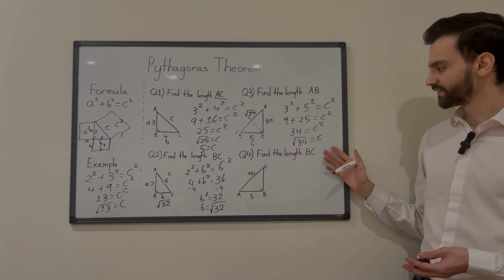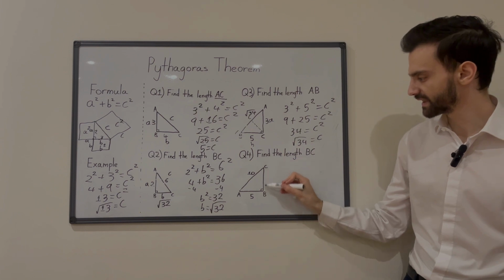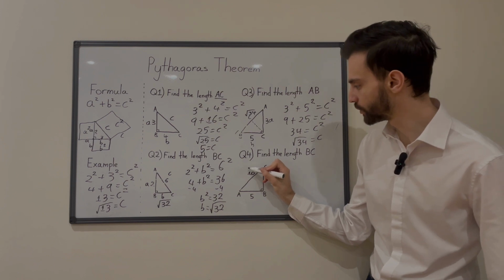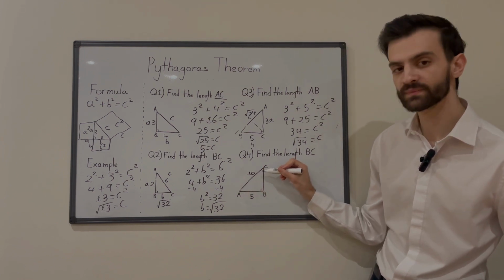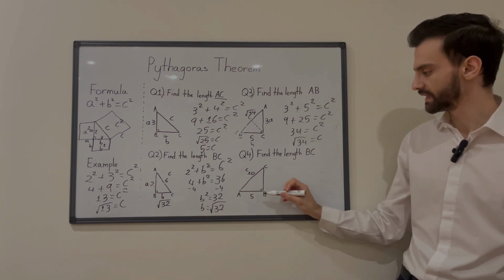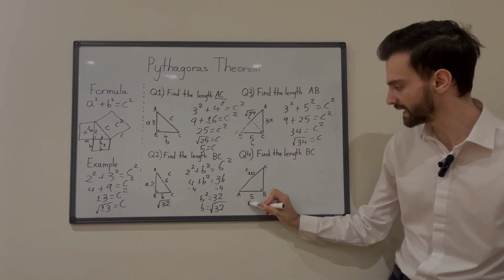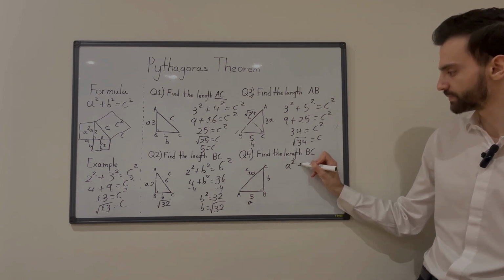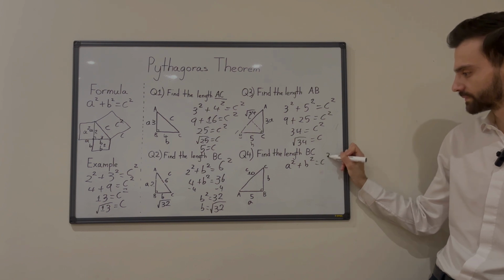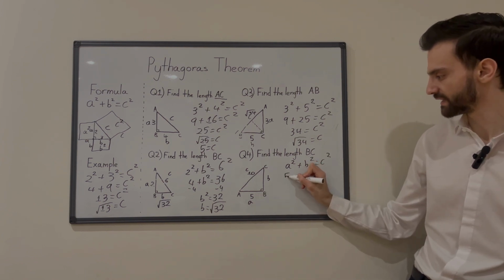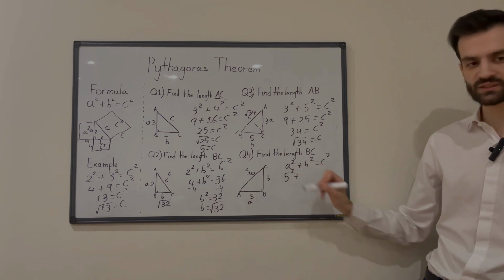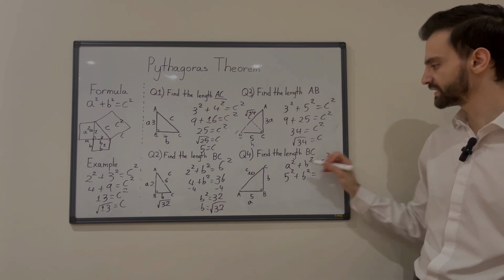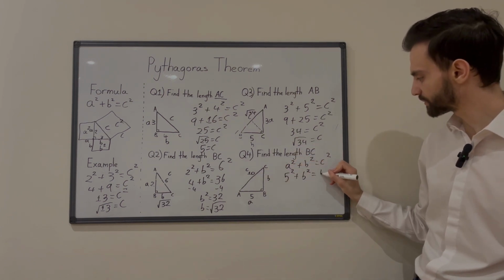Final question. Find the length of B to C. This length here, one of our shorter sides. We just label our triangle. We're going to call our longest length, which we see is here, as lowercase c. And A and B, I'm going to choose this time A here and B here. Put it into our formula, A squared plus B squared equals C squared. A, which is 5, so 5 squared, plus B squared, which I don't know, so I'm going to leave it like that. And I have C squared, C being 10, I substitute that in.